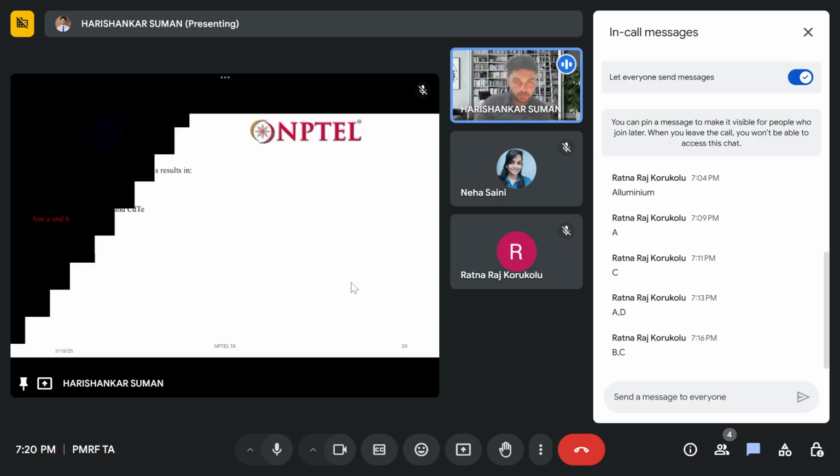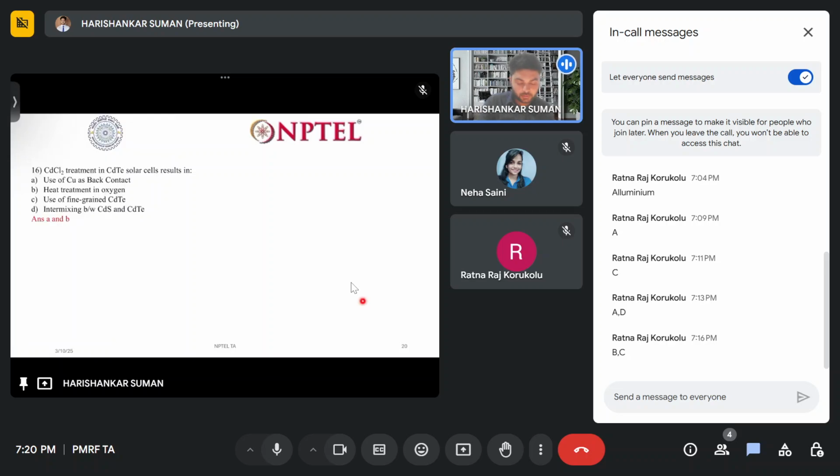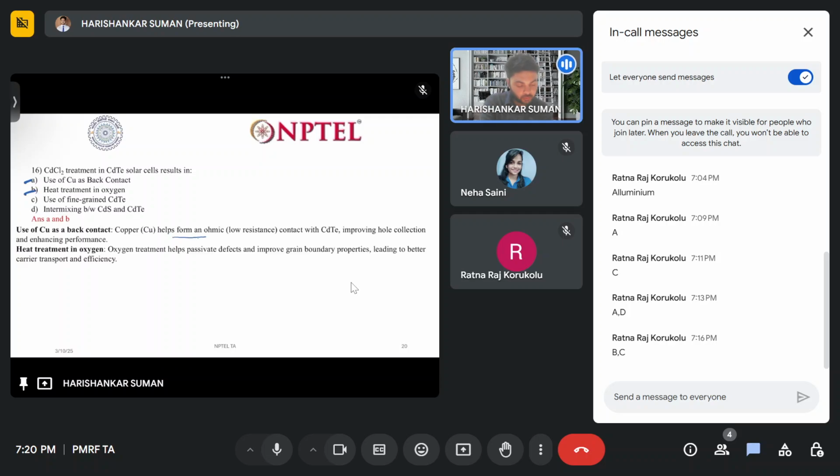So let's discuss options A and B. Use copper as a back contact. Copper helps to form an ohmic, low-resistance contact with cadmium chloride to improve hole collection and enhance performance. And heat treatment in oxygen: oxygen treatment helps to passivate defects and improve grain boundary properties, leading to better carrier transport and efficiency.